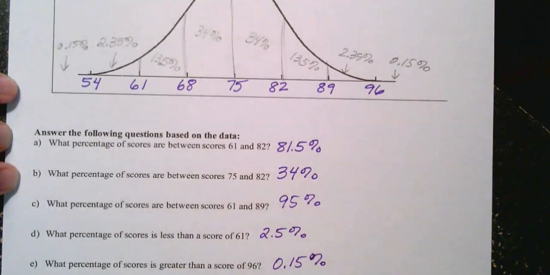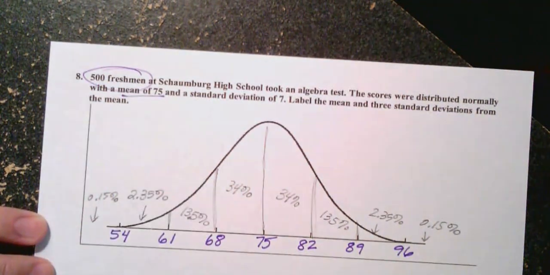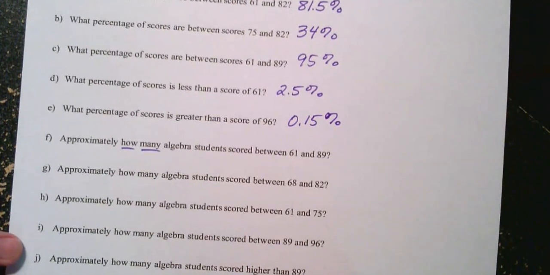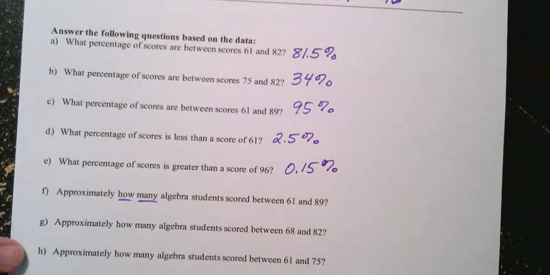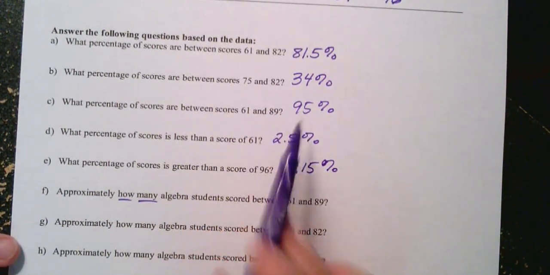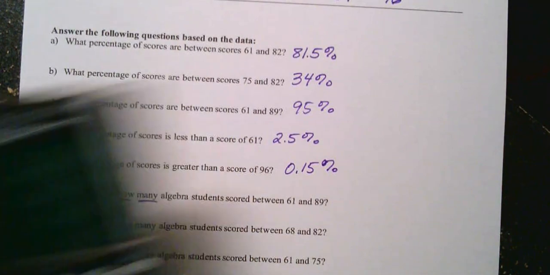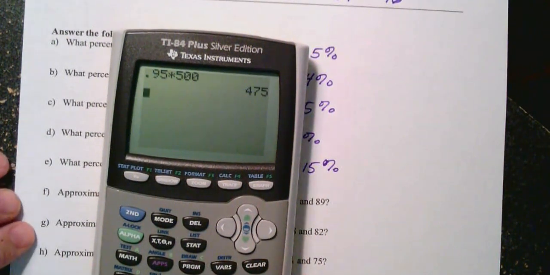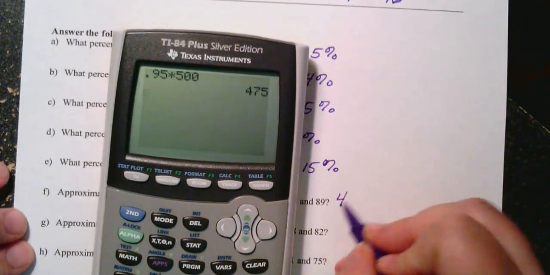And now we get to the ones where it's how many. So we get to actually apply those percentages to the number of total freshmen represented by this curve, which is 500. So approximately how many students score between 61 and 89? Okay, 61 and 89 we have right here is 95%. So how many would be 95% times 500? And that is 475.